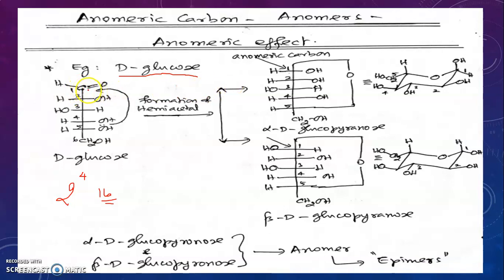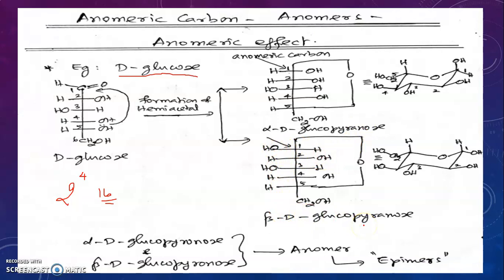See here, in the open chain structure, carbon number 1 is not a chiral carbon. But when it forms the cyclic hemiacetal, carbon 1 becomes the chiral carbon. In this chiral carbon, in the Fischer projection, there are two possibilities. The OH group may be present on the right hand side or on the left hand side. If the OH group is on the right hand side, it is alpha D glucopyranose. If the OH group is on the left hand side, it is called beta D glucopyranose.